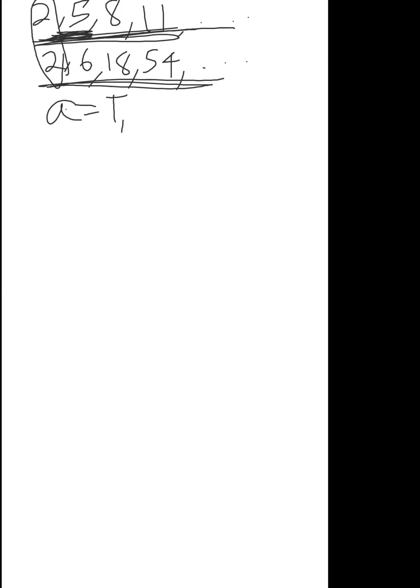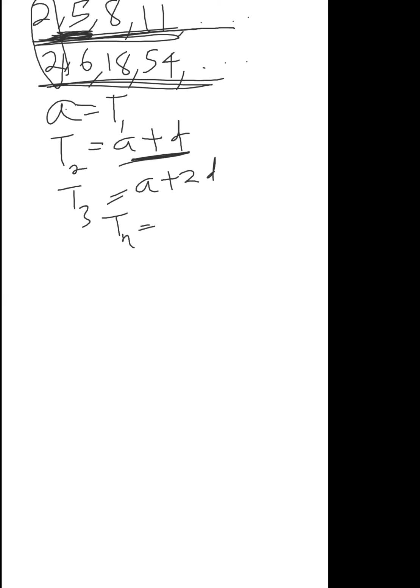So if you know what has happened, or we want to get the second term, T2, we say that what? We add the common difference to the first one. T3, we said we are going to add common difference to T2. It will give us A plus 2D. And as a result of that, our formula is what? A plus (N minus 1)D.